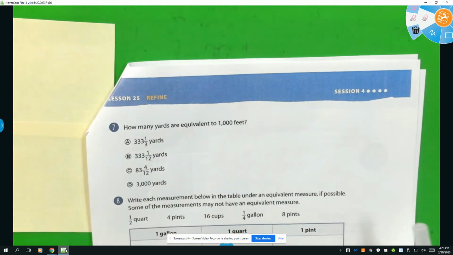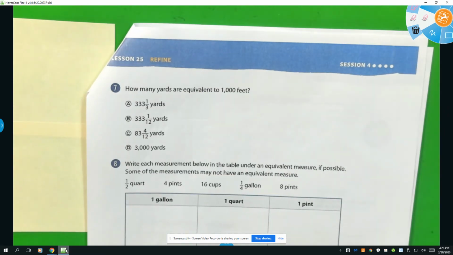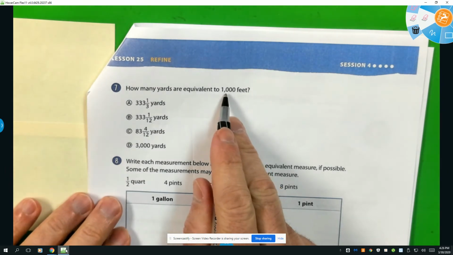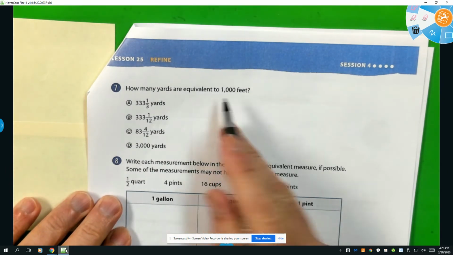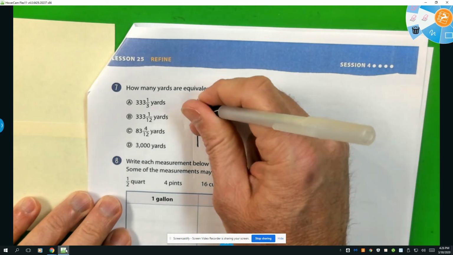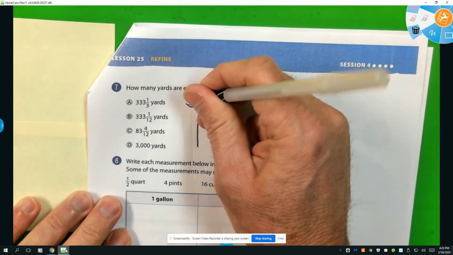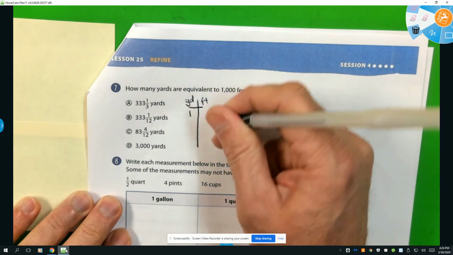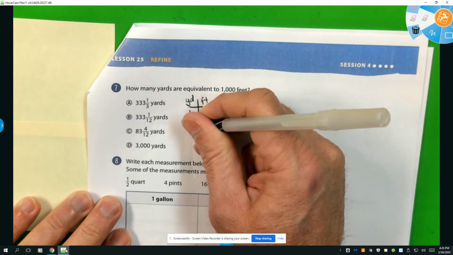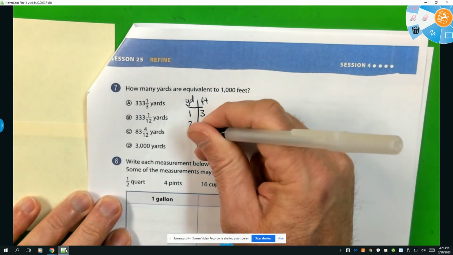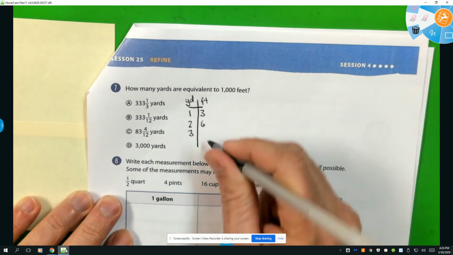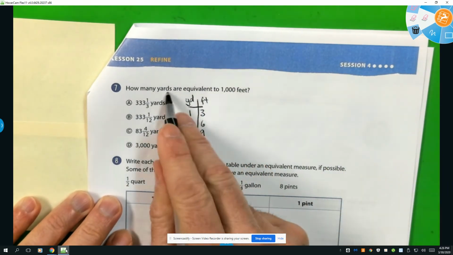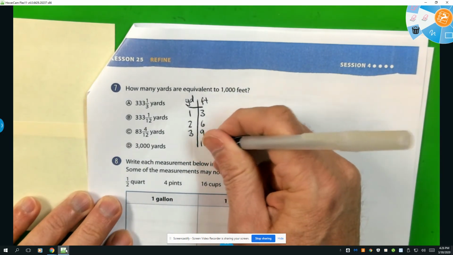7 was a pretty solid problem. Liked it quite a bit. How many yards are equivalent to 1,000 feet? So first thing we've got to do is we've got to know what our feet to yards ratio is. So I know that 1 yard equals 3 feet, 2 yards is 6 feet, 3 yards is 9 feet. But how many yards are equivalent to 1,000 feet?